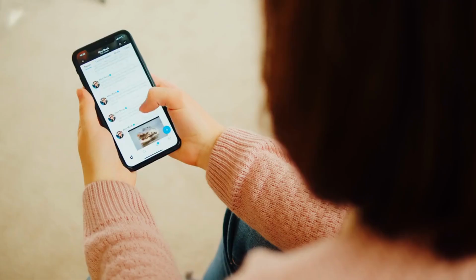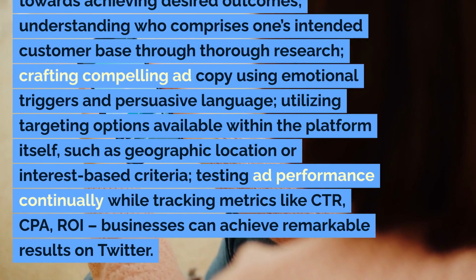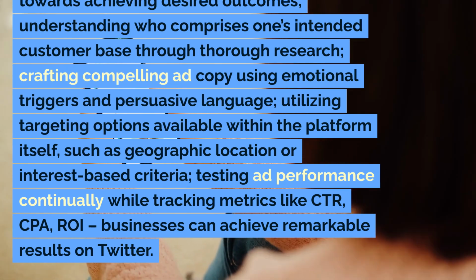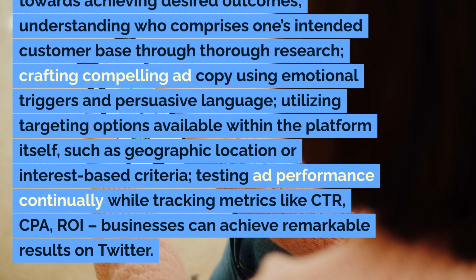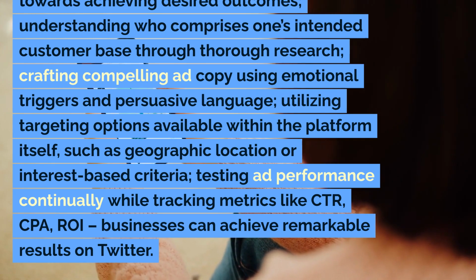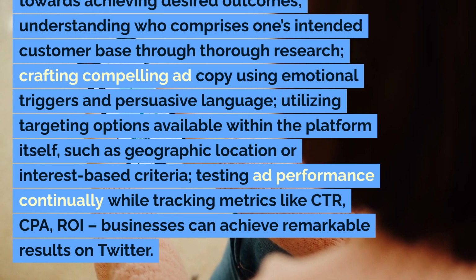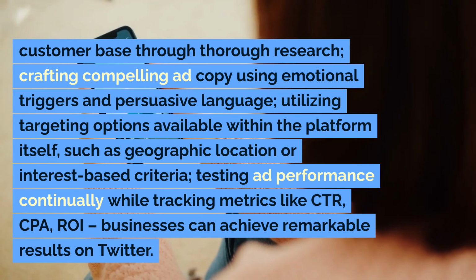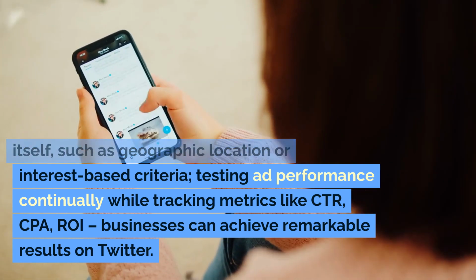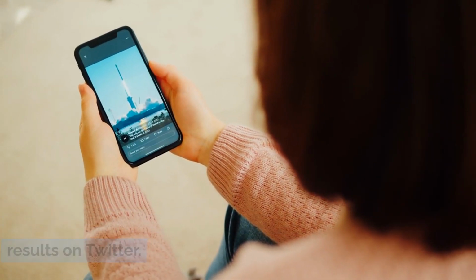In conclusion, mastering Twitter ads may seem daunting at first, but following these 5 easy steps will help transform confusion into conversion. By defining clear objectives tailored specifically towards achieving desired outcomes, understanding who comprises one's intended customer base through thorough research, crafting compelling ad copy using emotional triggers and persuasive language, utilizing targeting options available within the platform itself, such as geographic location or interest-based criteria, testing ad performance continually while tracking metrics like CTR, CPA, ROI, businesses can achieve remarkable results on Twitter.